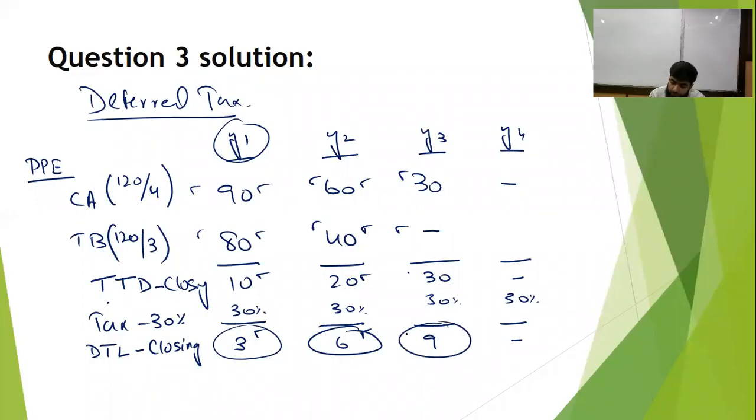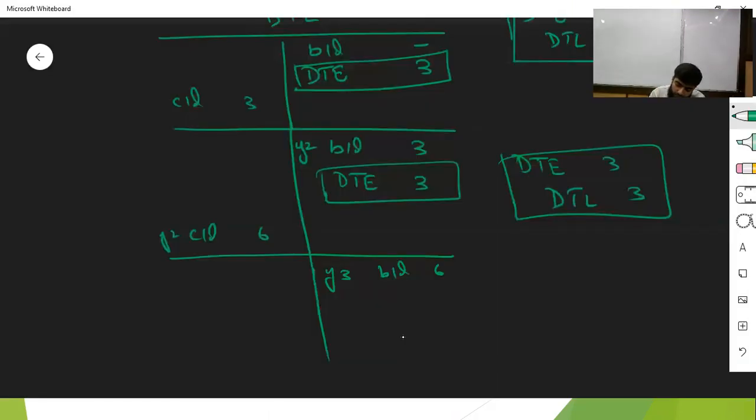And again, year 3, 9 million, that is the deferred tax liability closing balance. We will recognize again the deferred tax expense as 3 million as an expense for the year. Again, the entry will be prepared for year 3: deferred tax expense debit and deferred tax liability credit for 3 million.